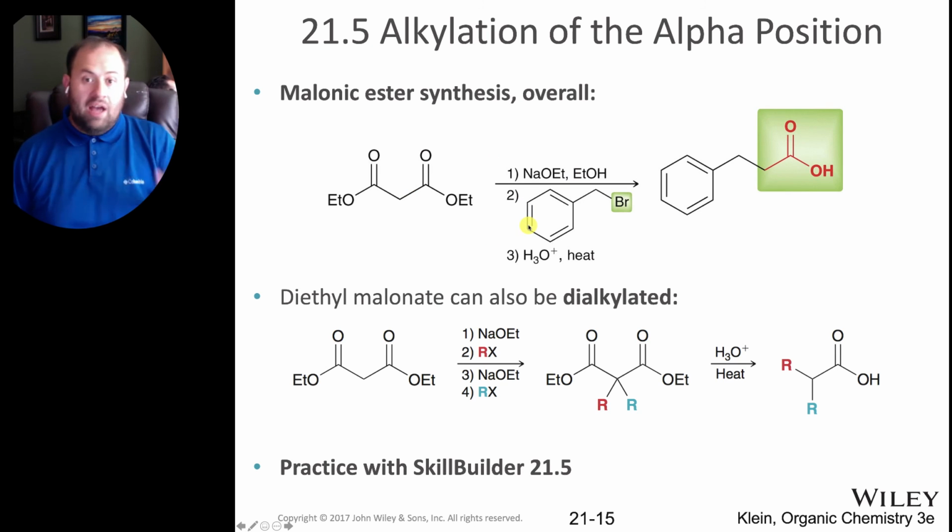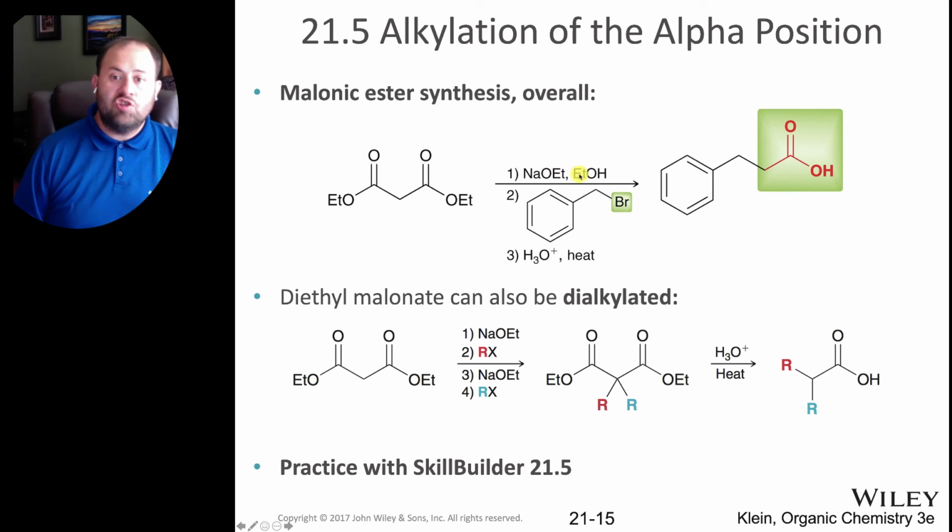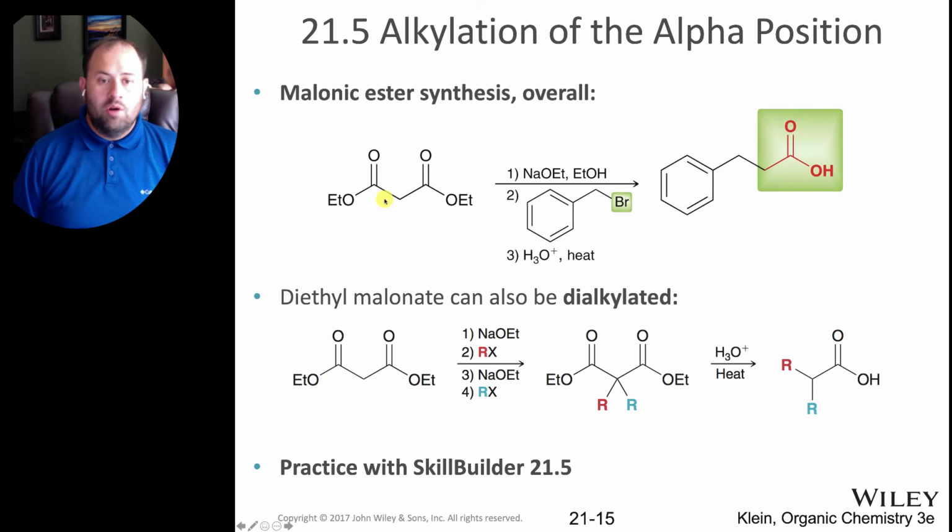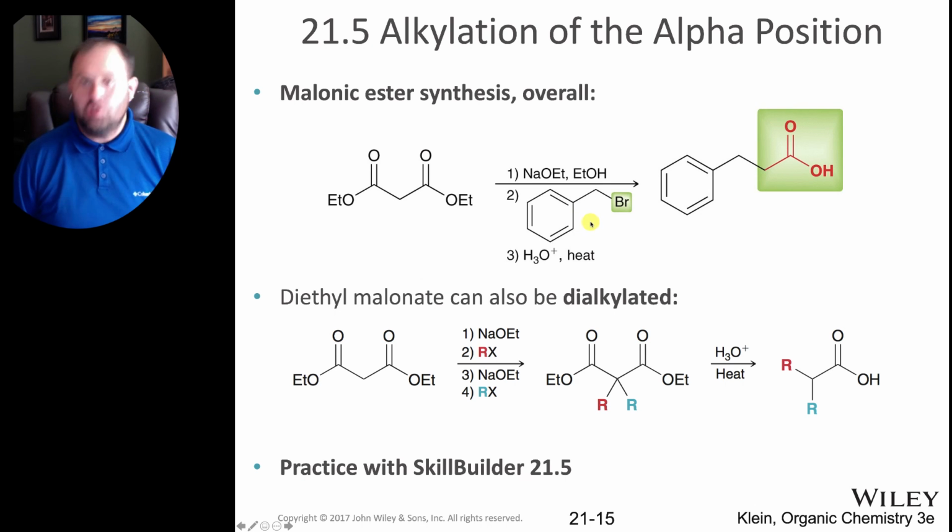So the overall process is, first, you add a strong, usually alkoxide base with its matching alcohol as the solvent to transform this diester into its enolate form at that central alpha carbon. You then add some kind of alkyl halide that will undergo SN2 substitution, so typically a primary halide. Finally, you add H3O+ and heat it for a while, causing the esters to transform into carboxylic acids, and then the carboxylic acid to undergo decarboxylation.